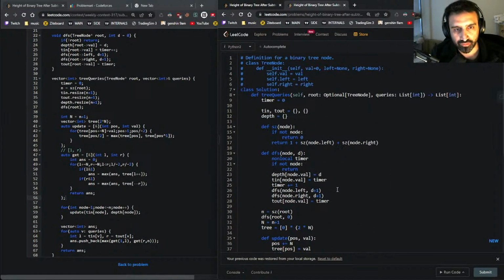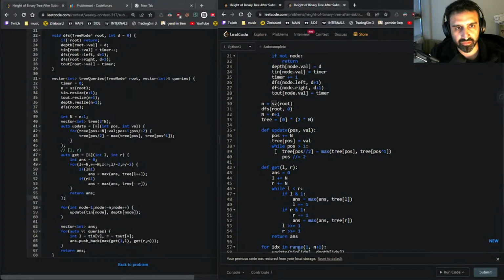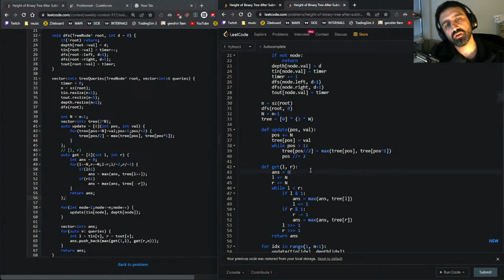Okay, so what do I not understand? I understand depth at no.val. Depth is just levels. Okay, you find the size of the thing with the DFS, easy. Fine. Update, get... I think they just have a weak problem writer who's writing usually, and then whoever wrote this one is very good.